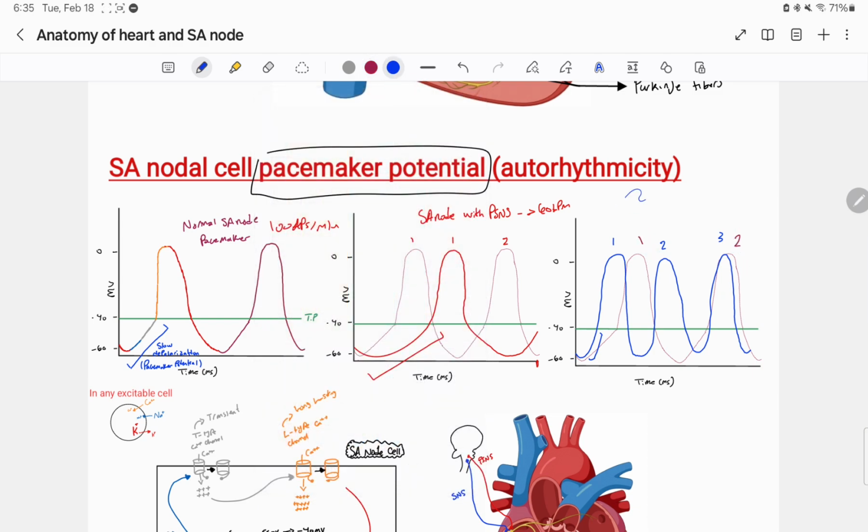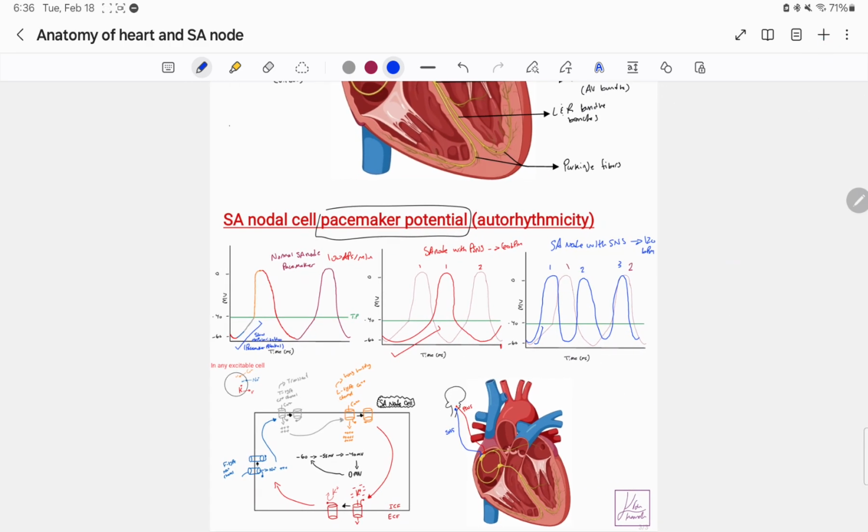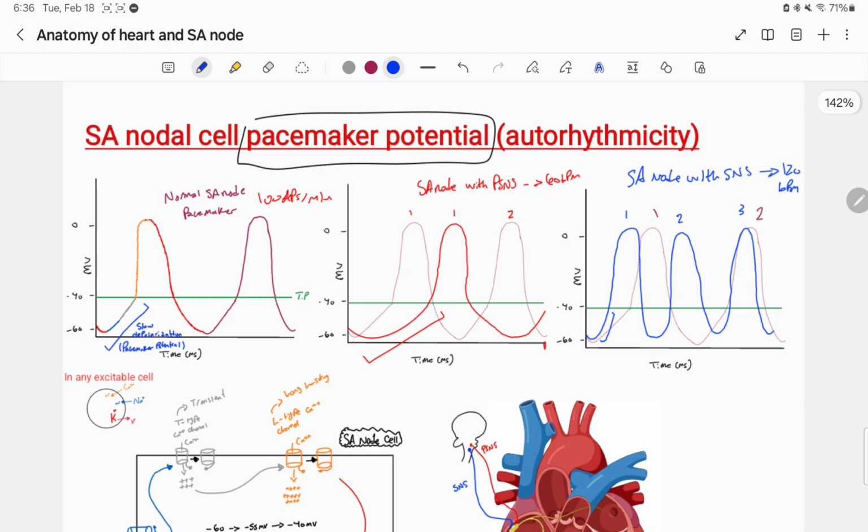I actually generate 1, 2, 3 action potentials, whereas with my regular SA node, I would generate 1 and 2. So this right here is your SA node with sympathetic nervous system activity, and let's say it raises your heart rate to about 120 beats per minute. Okay? Now you guys can see how we can modulate the SA node activity with the sympathetic and parasympathetic activity. And now you can also appreciate the importance of the slope of this pacemaker potential. If the slope is very steep, I reach threshold faster and I launch more action potentials. If it's not so steep, I reach it later and I launch fewer action potentials. If it's normal, then I'm launching the normal amount.